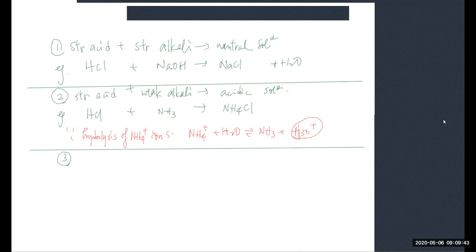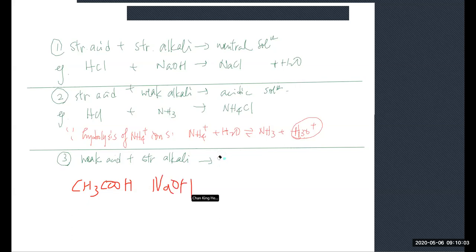Any example on question three? We have got a weak acid reacting with a strong alkali to form an alkaline salt.